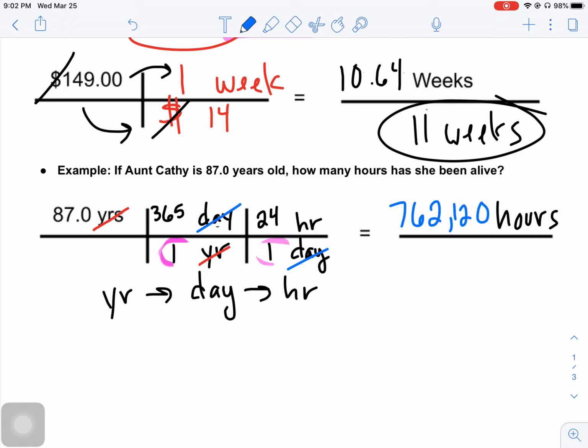Regardless, I'm going to take 87 times the conversion factors on top, 365 and 24, and I'm going to divide by my conversion factors on bottom, 1 and 1. Remember, if you divide by 1, you keep your number.